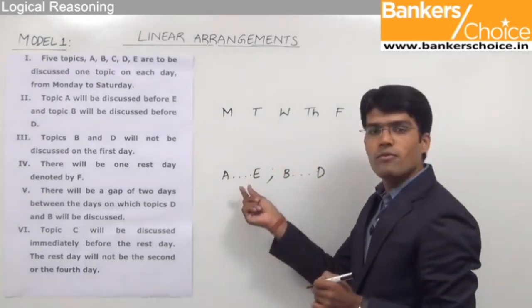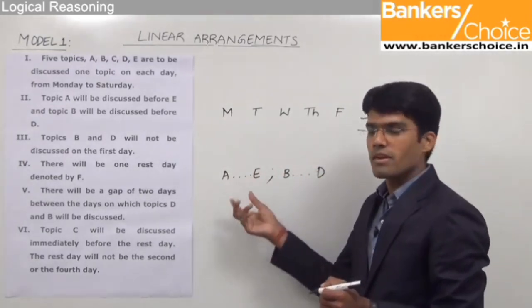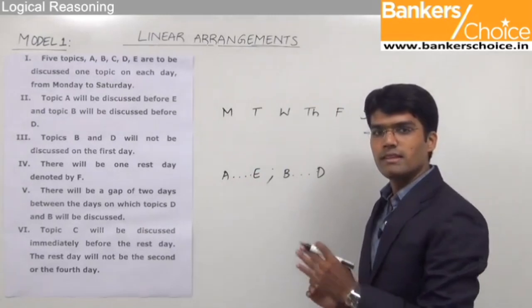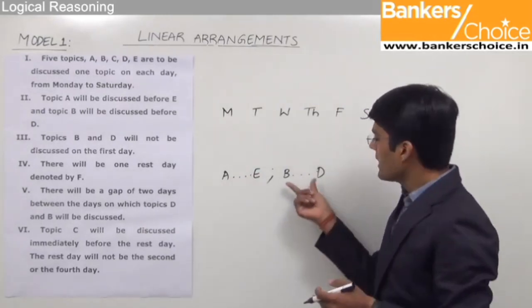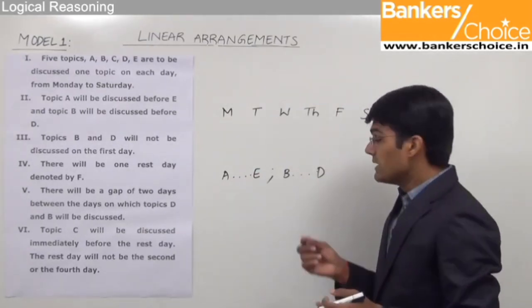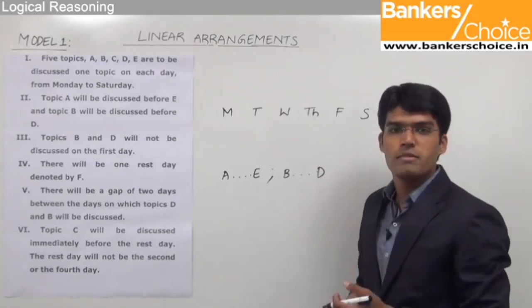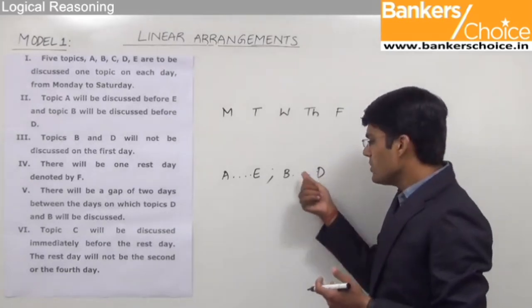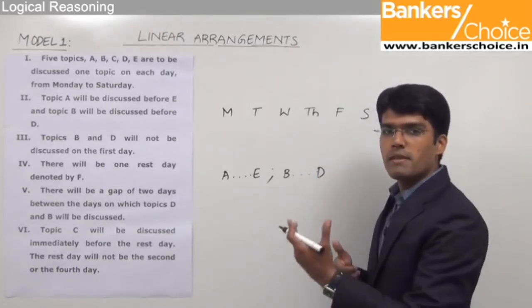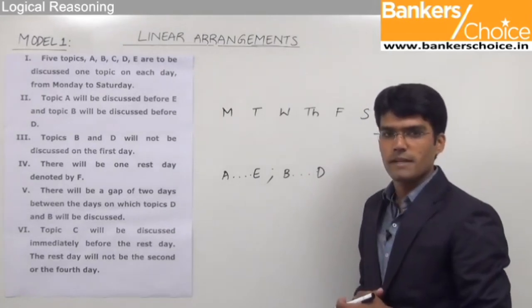So there can be a gap of 2 days, 1 day, 3 days or 4 days between A and E. The only thing is A has to come before E. Similarly, B has to come before D. The gap between B and D has not been specified. So again, there can be no topic between B and D, or there can be 1 or 2 or 3 topics between B and D.